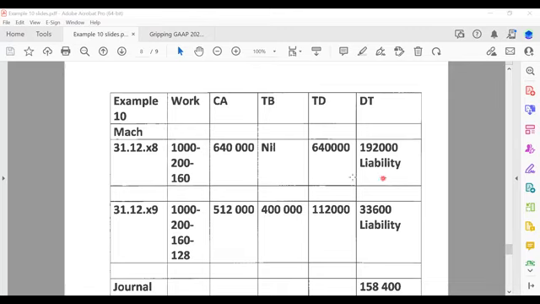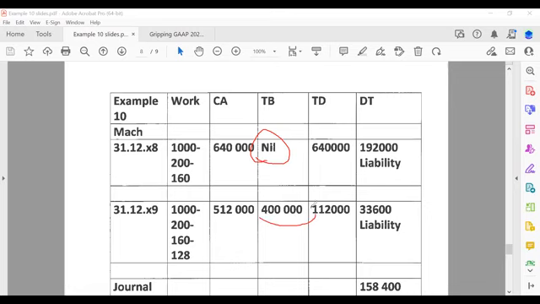Okay, let's look at each column. What should our carrying amount be? For depreciation, we had the asset. We subtracted 200 for X7, 160 for X8, and 128,000 now for the current year. That gives us a carrying amount of 512. Very important now at the end of the year is to notice that previously we had a nil tax base. Why? Because the receiver of revenue did not allow us to claim our wear and tear.